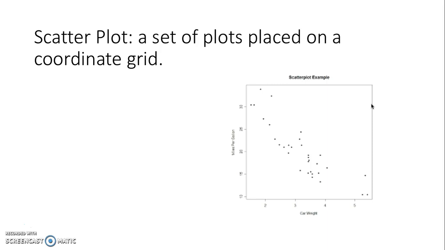So in case we forgot, a scatter plot is a series of sets of plots placed on a coordinate grid. So this right here is a scatter plot. And as you can see, it gets its name because all of these little pieces of data are kind of scattered throughout the grid. And as you can see, there are no lines connecting any of these pieces of data. And that's the very important thing to remember as we talk about scatter plots.